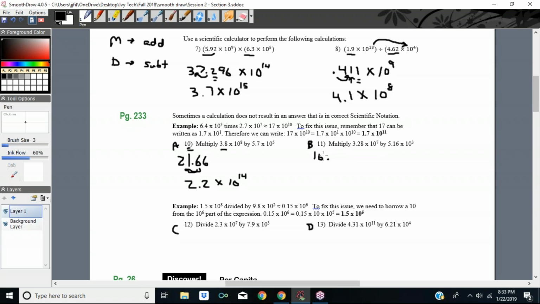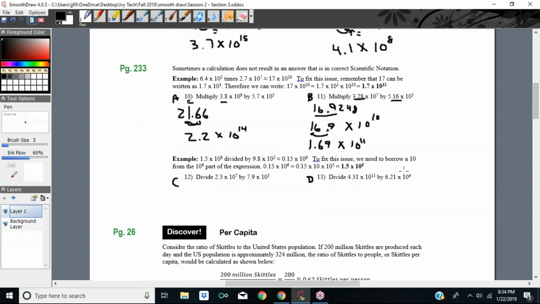Okay, number 11, 3.28 times 5.16. When we multiply those, we get 16.9248. But we only have 3 digits in each one, so we only want 3 digits in our answer. So we're going with the 16.9 to start, times 10. We're going to add the exponents. 7 plus 3 is 10. It's not quite in scientific notation yet. We have to move this decimal. There's only one number to the left of the decimal point, so it becomes 1.69 times 10 to the 11th power. Did that help, Roberta?